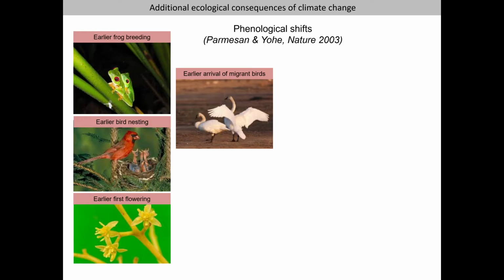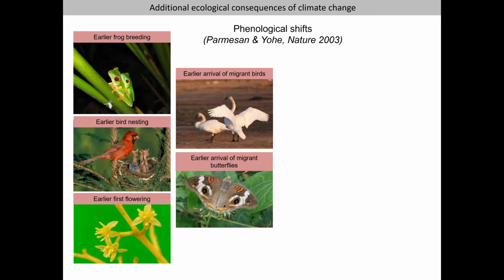So the species are kind of being tricked by these climatic changes, and they are getting to places earlier than they are supposed to. It's again a pattern that has been found in a lot of species that migrate.